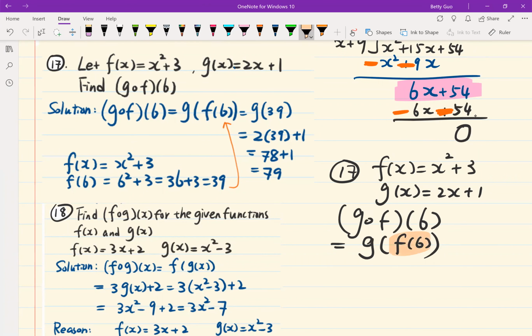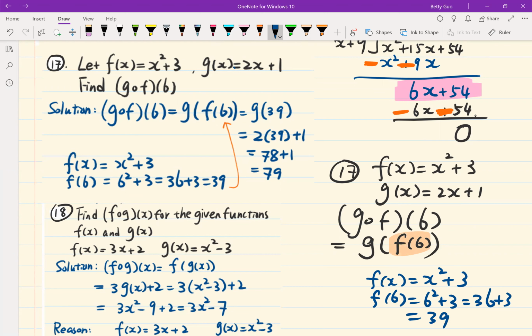We want to find f of 6 first. Since f of x is x squared plus 3, f of 6 would be 6 squared plus 3. 6 squared is 36. 36 plus 3 is 39. So f of 6 is 39. They are equal to each other, so we can replace f of 6 with 39 now. G of 39. F of 6 and 39 are the same, right? We substitute 39 for f of 6.